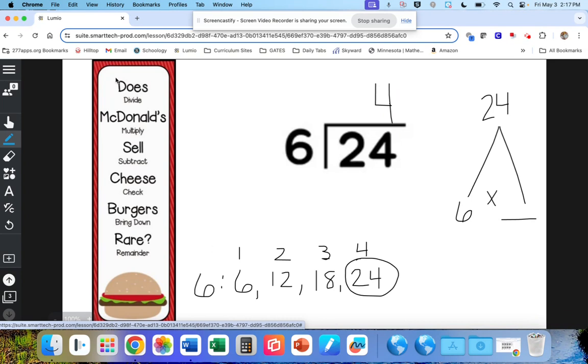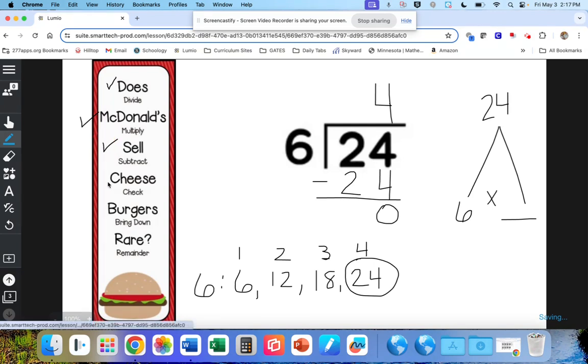So we just finished the does. The next step, McDonald's, multiply. 4 times 6 is 24. So we're going to write that underneath the 24 that already exists. So we just multiplied. Our next step is to subtract. 24 minus 24 is 0.